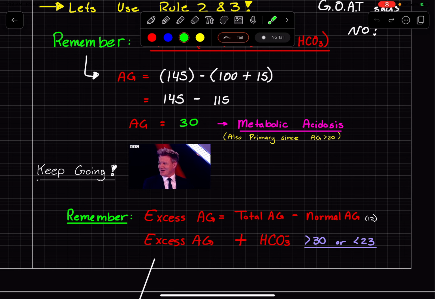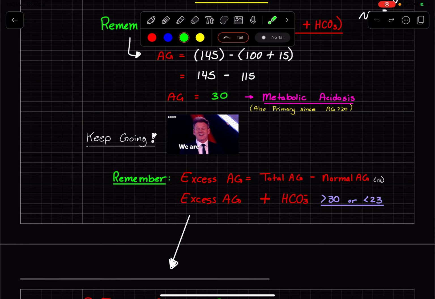Now, we also said before, I just want to keep this in mind, that an anion gap above 12 means it's a primary process, so it's probably the primary thing that happened. Okay, so that kind of hinges in, it's like, oh, maybe the metabolic acidosis happened first, and maybe we should look into the causes of that. Okay, so we're going to keep going.